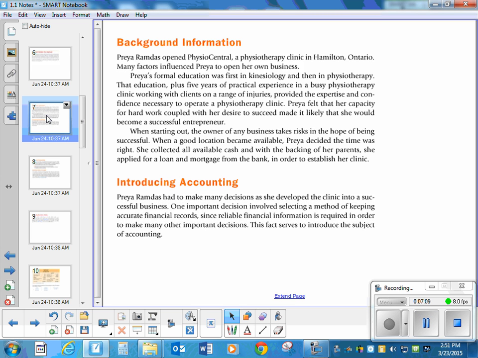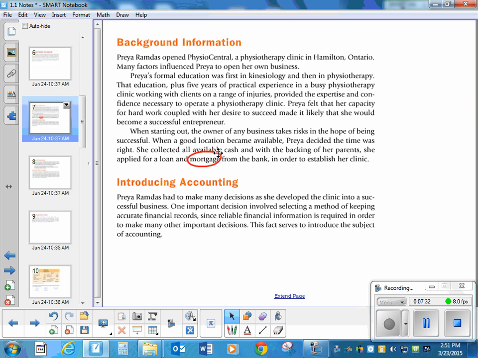When a good location became available, Preya decided the time was right. She collected all available cash and with the backing of her parents, she applied for a loan and mortgage from the bank in order to establish her clinic. A mortgage is a loan that you take out for a home or a building and it's spread out over a number of years, usually 25 years.